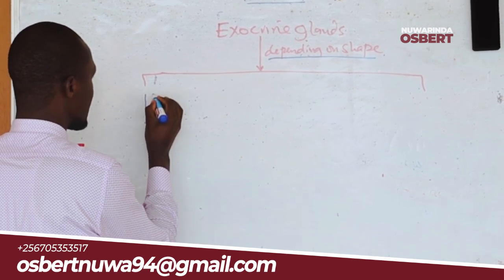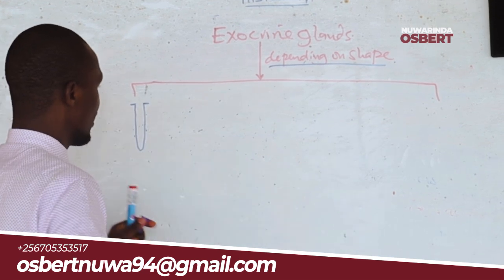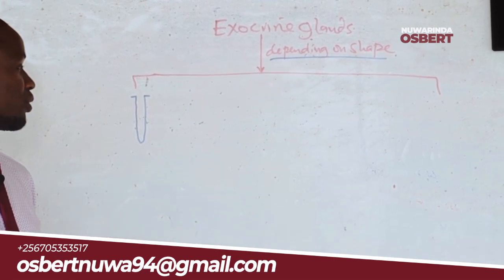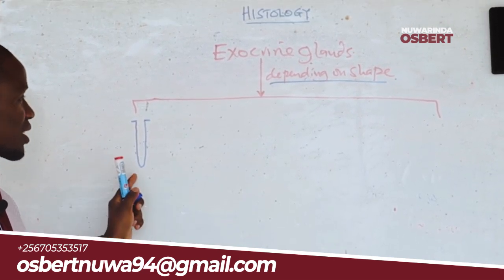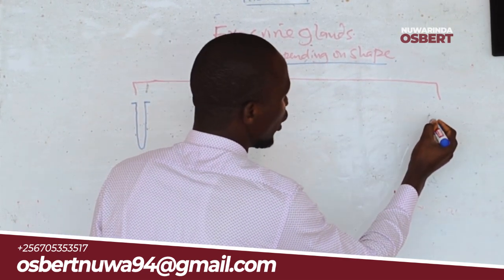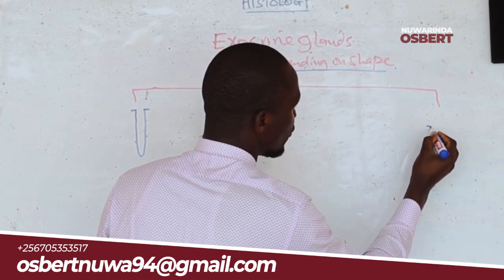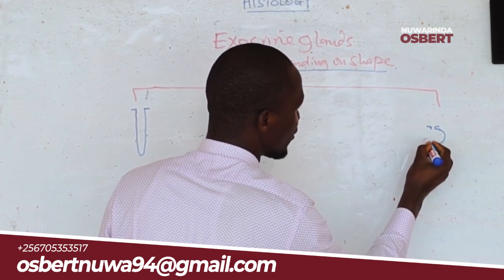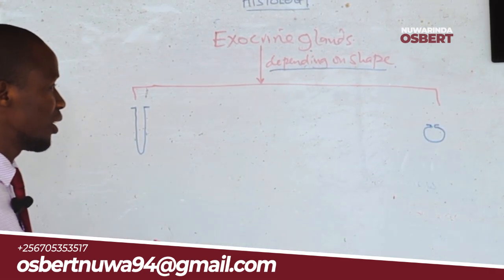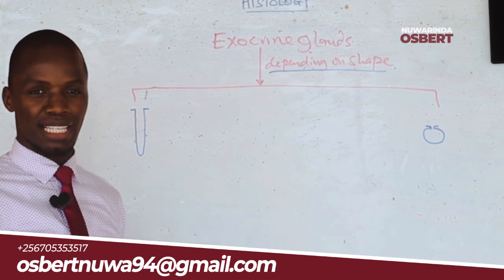We have a gland which has a shape like a tube, like a test tube. We have a gland which is like this. We have also got a gland in the form of a sac, in the form of a ball, which you can call a sac.